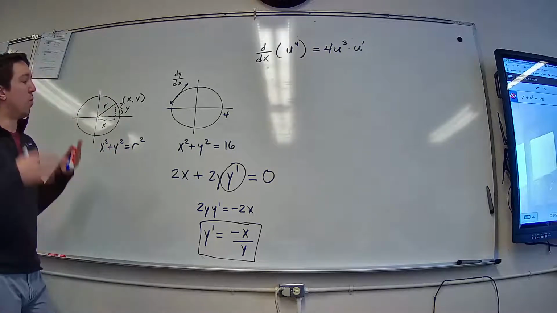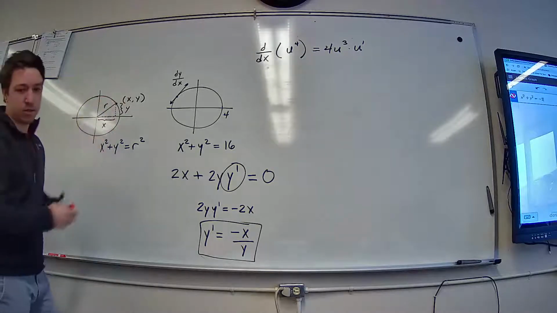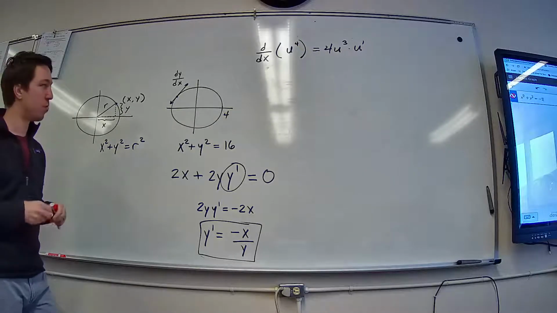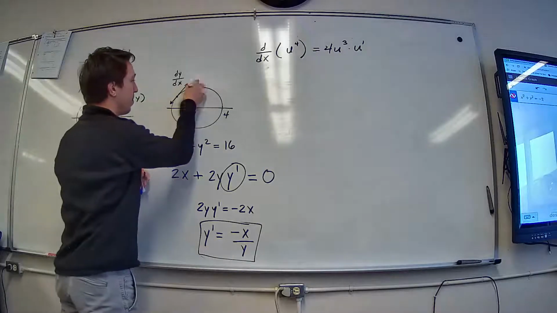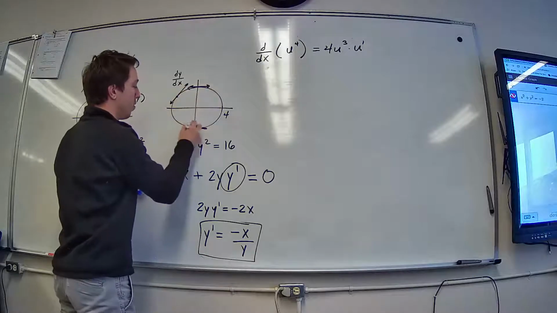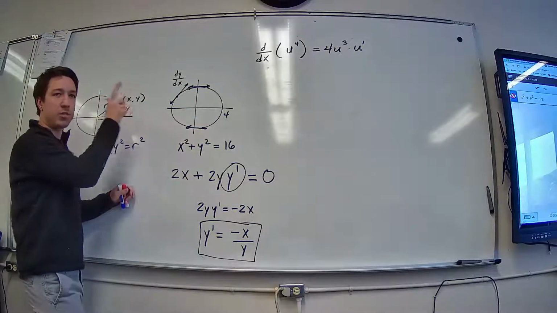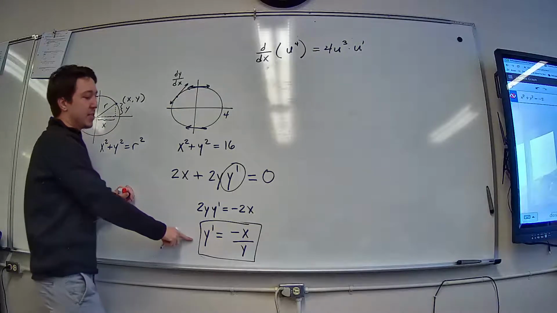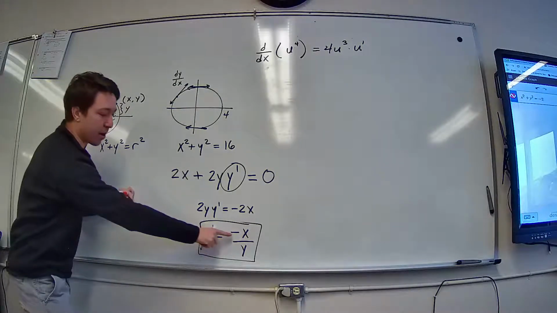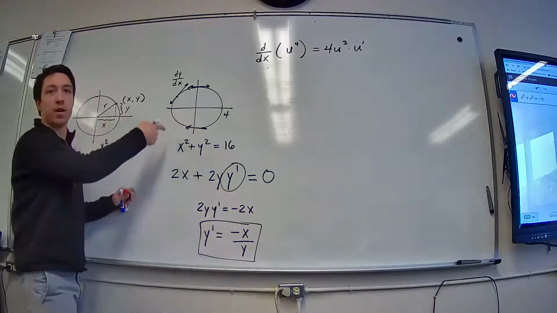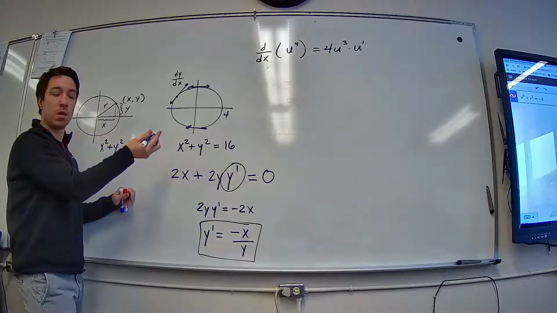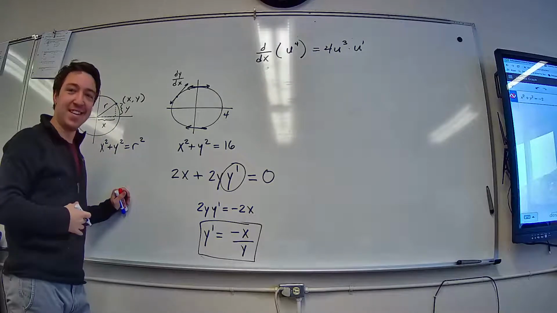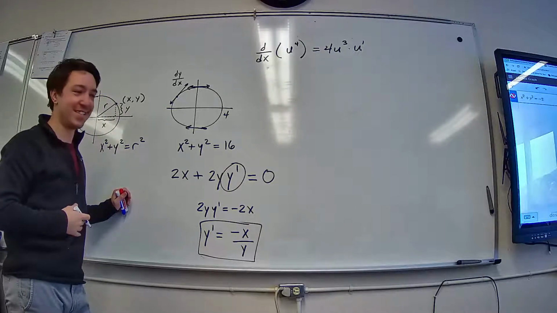What do I mean? Where on the circle is the slope 0? At the tippy top and the bottom. Do you see how that agrees with this formula? Yeah, because basically what that says is when x is 0, the slope is 0. Right?